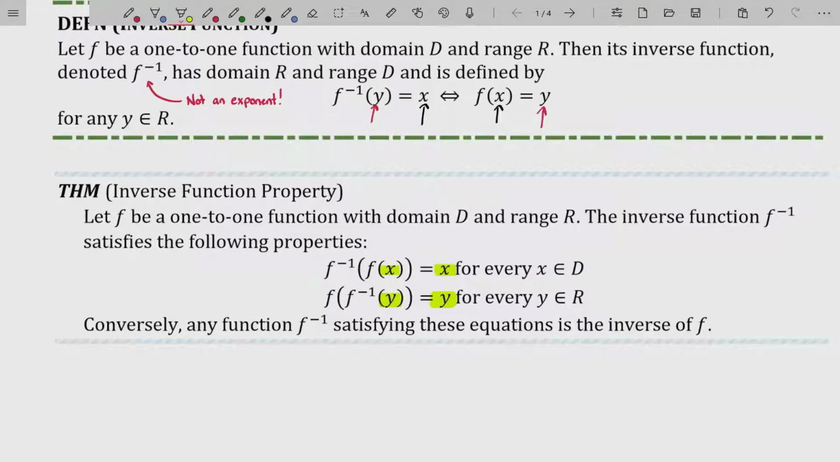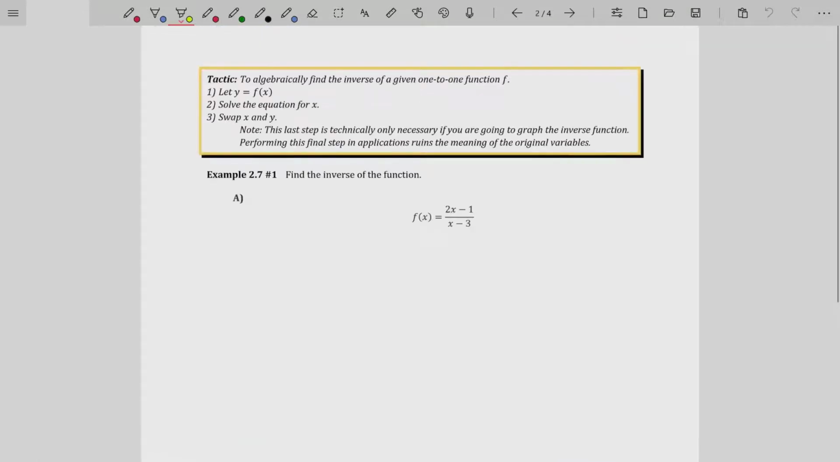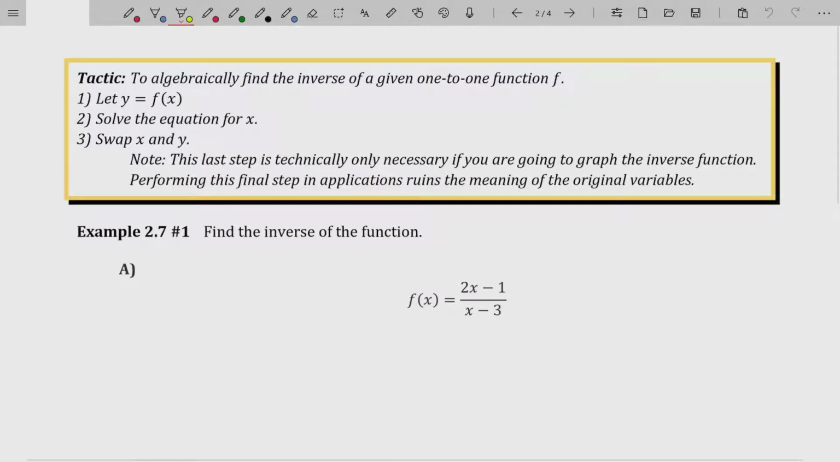So let's go ahead and jump into some examples, because I don't think I have anything else here. So let's jump into some examples of finding equations of the inverse. So there is a very tried and true method to algebraically find the inverse of a one-to-one function. However, there's a little bit of a notational flaw in this method. So I want to talk about that at the end.